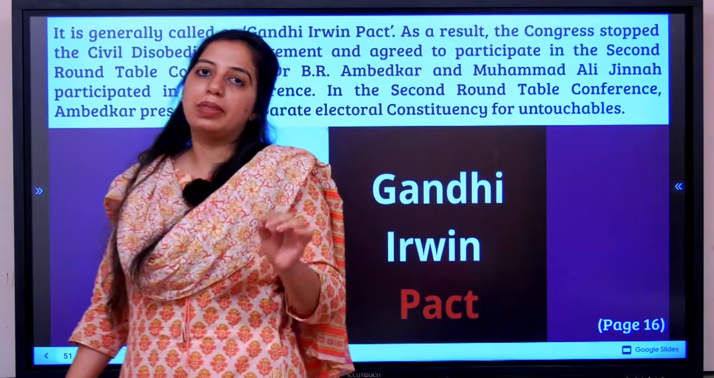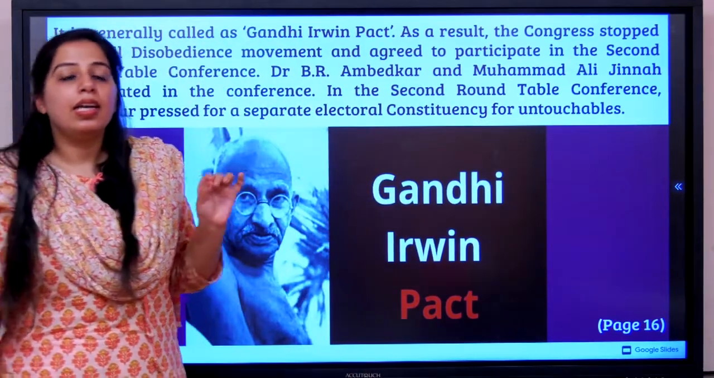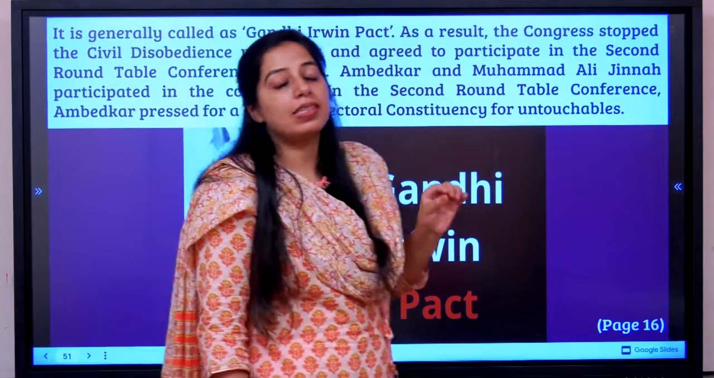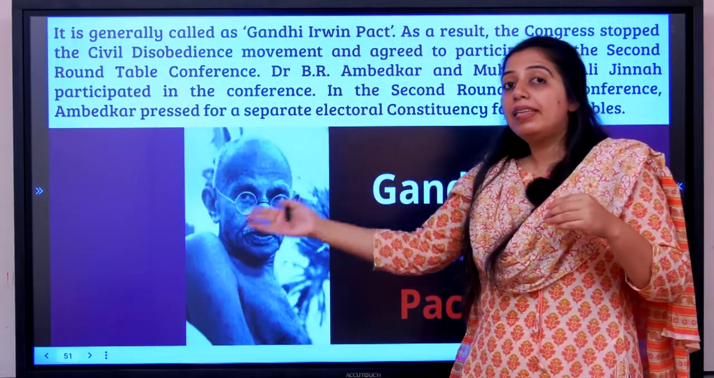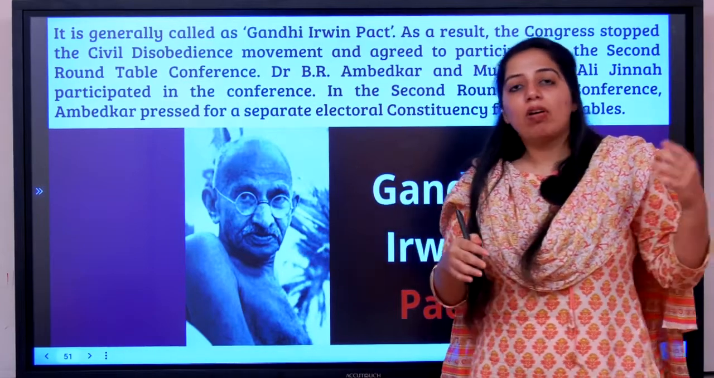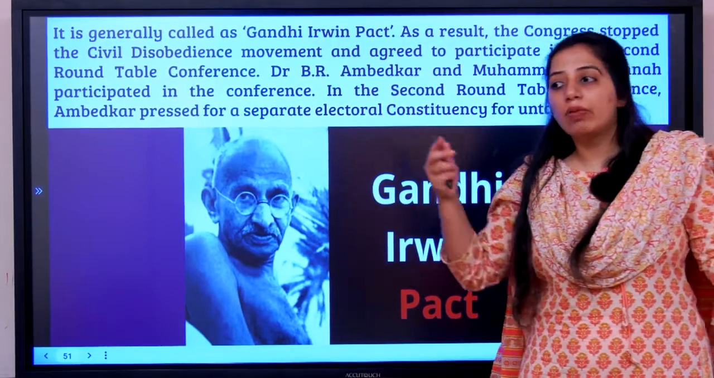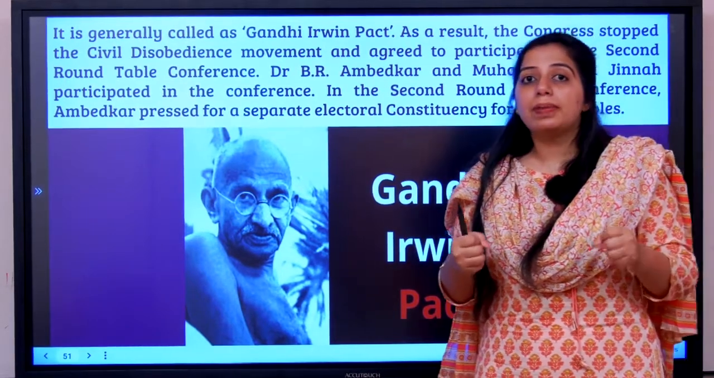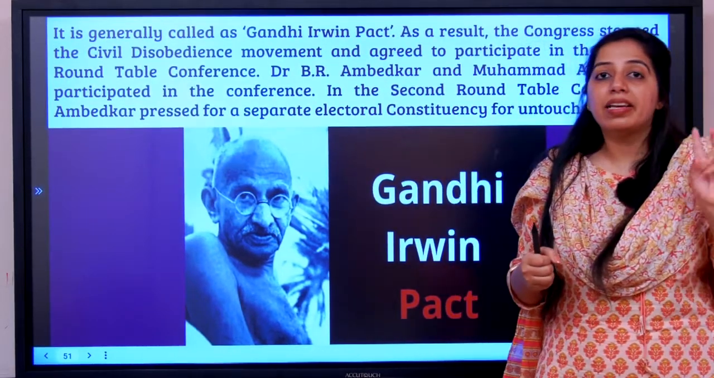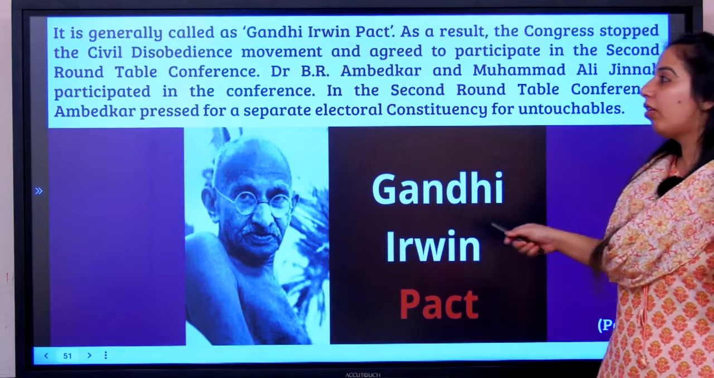What was Dr. B.R. Ambedkar's demand in the second Roundtable Conference? He pressed that we should have a separate electorate. Muslims already have their separate electorate. Now he wanted a separate electorate for the untouchables also. So that was Dr. B.R. Ambedkar's demand in the second Roundtable Conference.